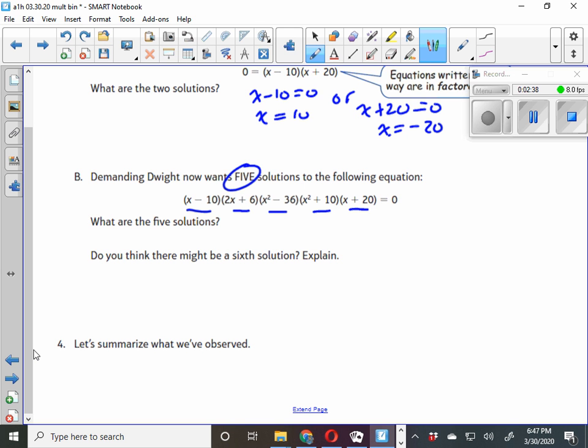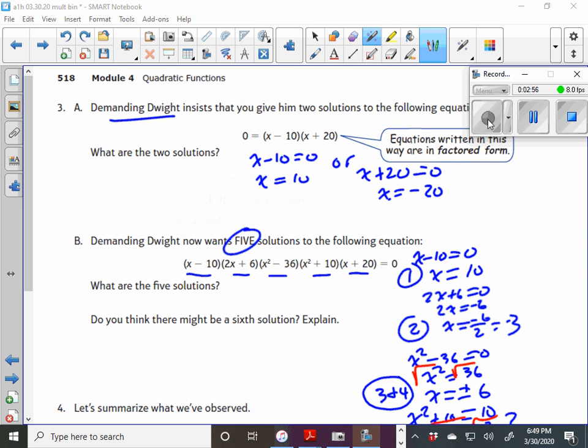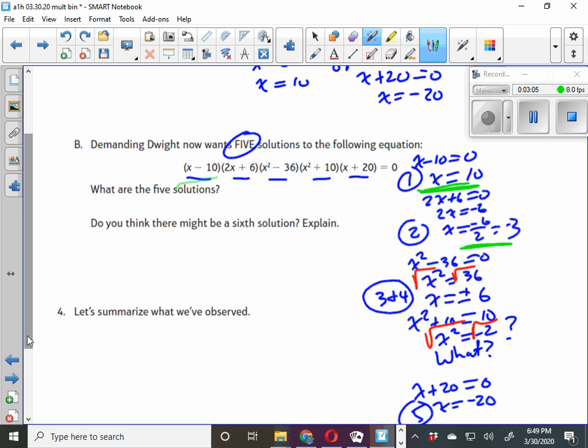So we've got x minus 10 equals 0, so x equals 10. That's one. I'm going to stop the video, so you don't have to watch me do all these. You work them on your own. Okay, so as I set each term to 0 and solve, I was able to get x equals 10, x equals negative 3, x equals plus or minus 6. There's two of them there, right? So 1, 2, 3, 4. For this one, you can't take the square root of a negative, so that one didn't give us any real solutions. Hint, we're going to get imaginary solutions from that someday.